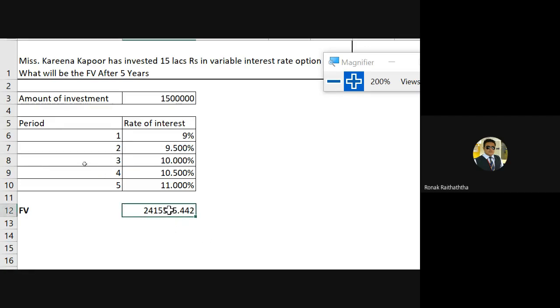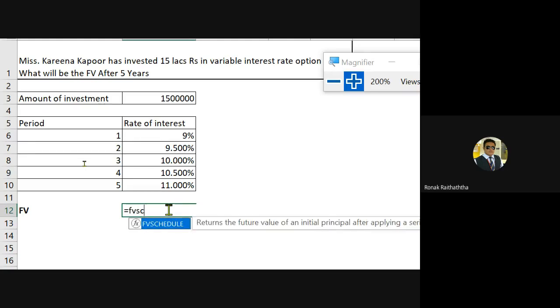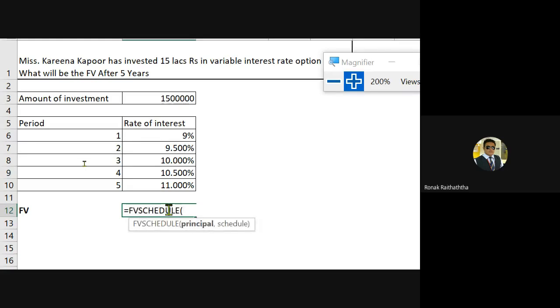हमें क्या problem होता है भाई? Equal to FV schedule, then opening the bracket. Now it just asks for two arguments in the syntax. One is principal, another one is schedule.